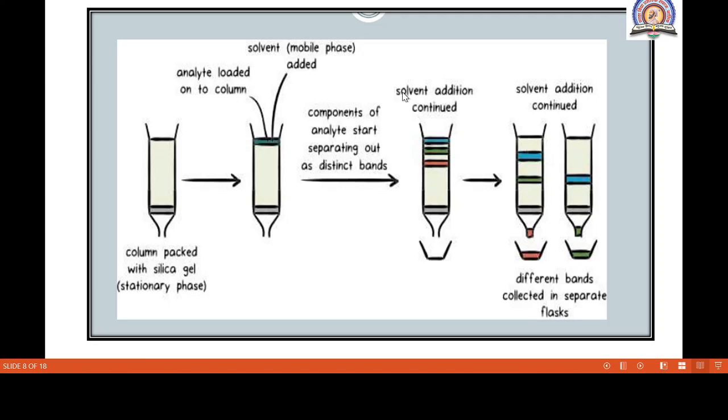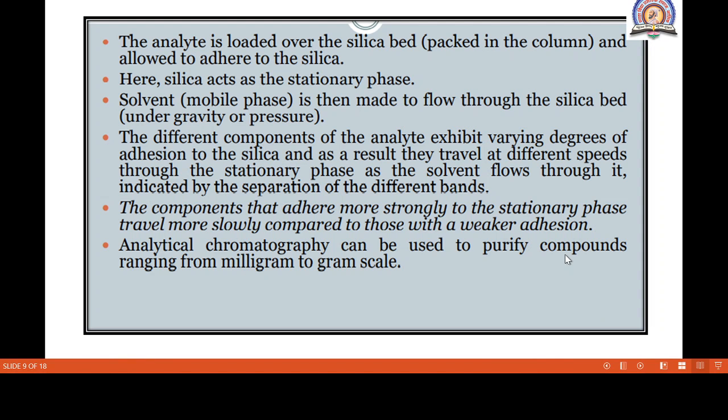During that we also continue the solvent addition. So the bands go in the downward direction, and we get a different band collected in a separate flask. This red color band we remove in one flask, then this one in another flask. In this way the separation of the components takes place. This is a chromatographic technique for the separation of an organic compound. Okay, it is very simple.